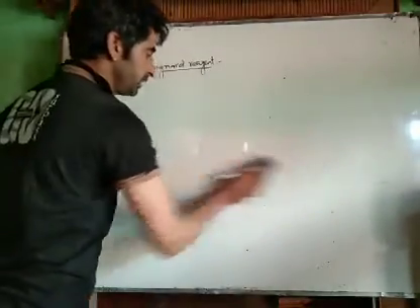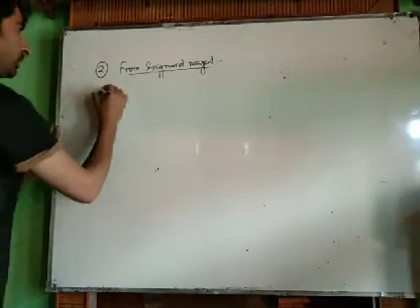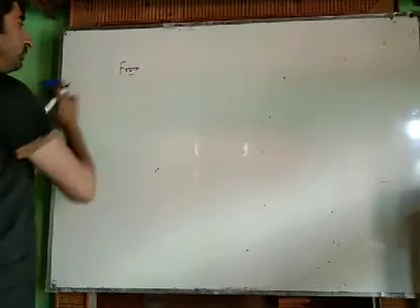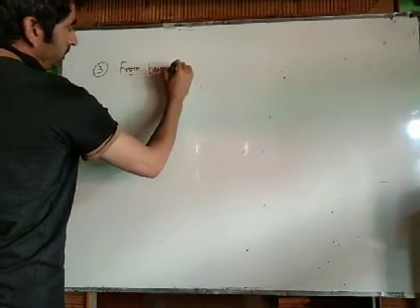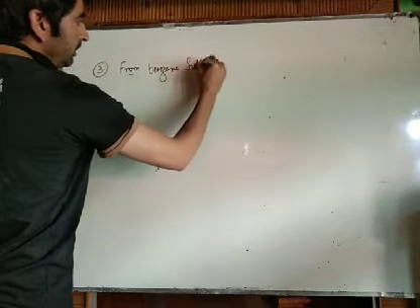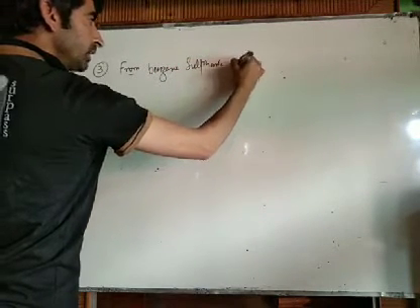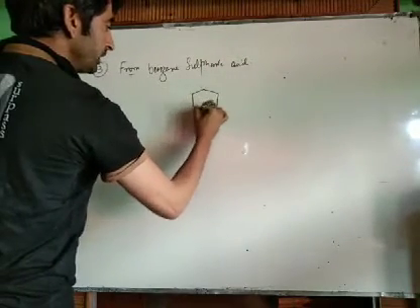Now let us take the third preparation. The third preparation is from benzene sulfonic acid. Now the question is, what is benzene sulfonic acid? How can we prepare benzene sulfonic acid? Now this is benzene sulfonic acid.